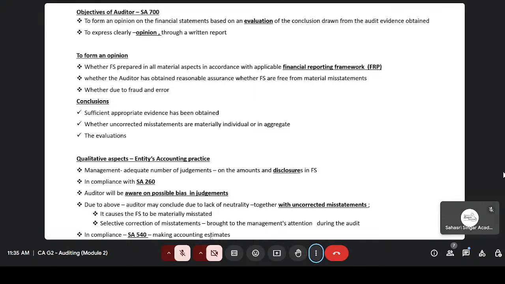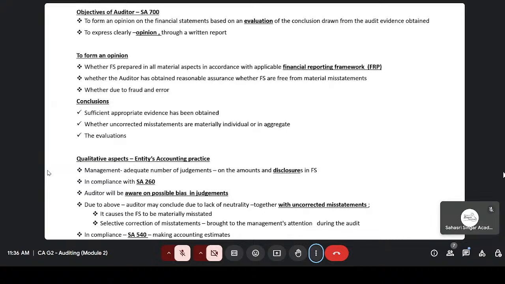Next one, conclusion. You are ensuring that sufficient audit evidence has been obtained, correct, and you are documenting it. You are ensuring whether there are any uncorrected material misstatements, individually or in aggregate, and that there is nothing outstanding. Whether uncorrected, you ensure that everything is rectified, and then the evaluations. So basically, this is about the objectives of the auditor.